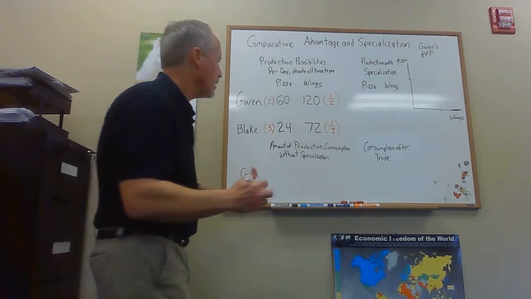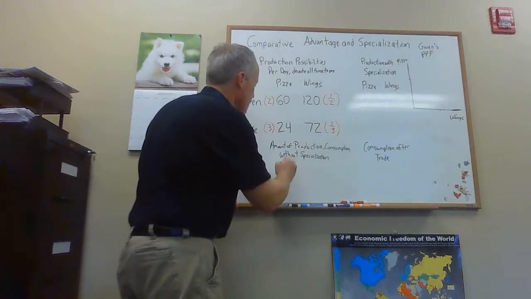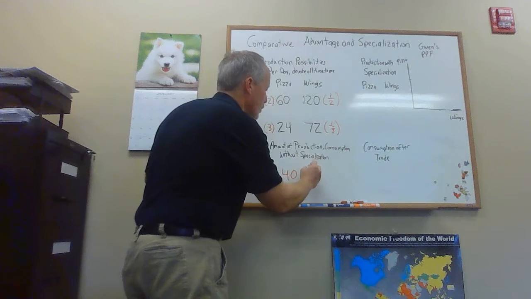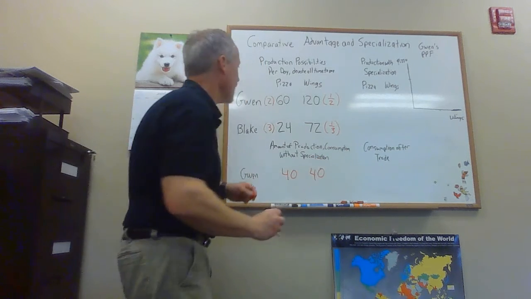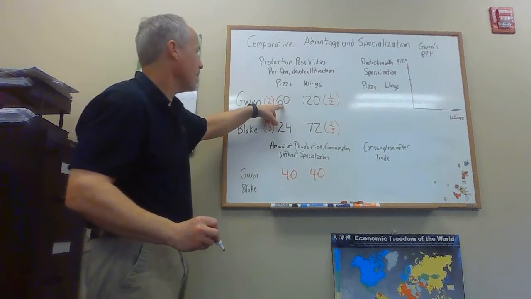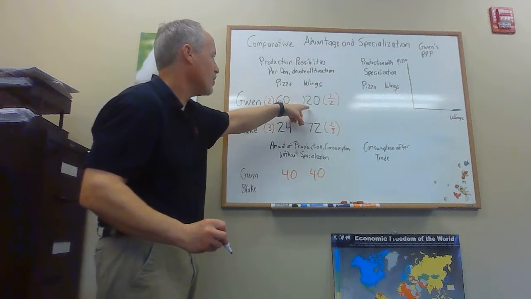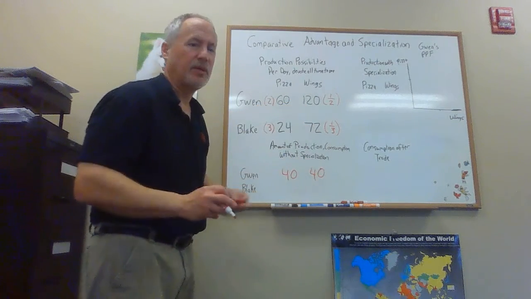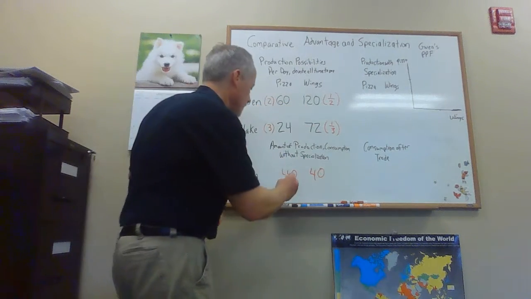And so for Gwen, assuming that they have linear production possibilities, Gwen could make 40 pizzas and then 40 wings. And to see that, to make 40 pizzas, she'd have to take 2/3 of her day to make pizza, and then she's got 1/3 of her day left to make wings. 1/3 of 120 is 40, so that would mean she could have 40 and 40.